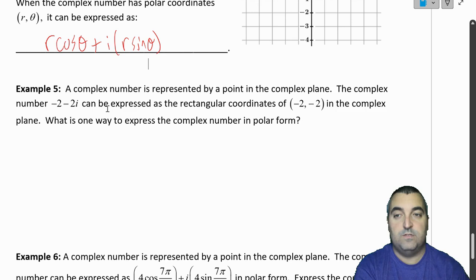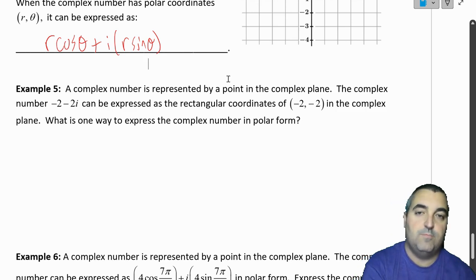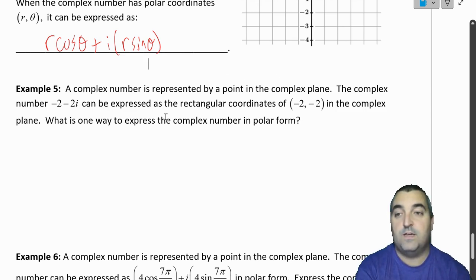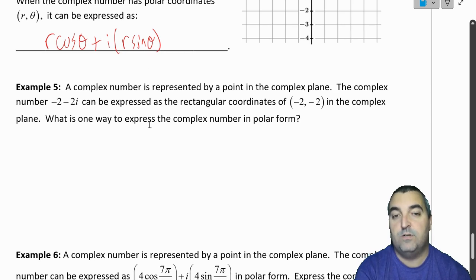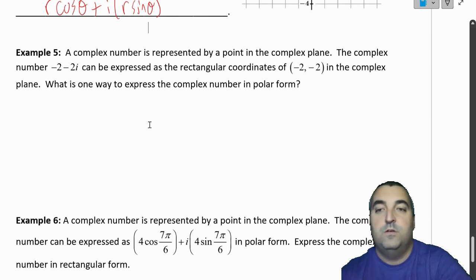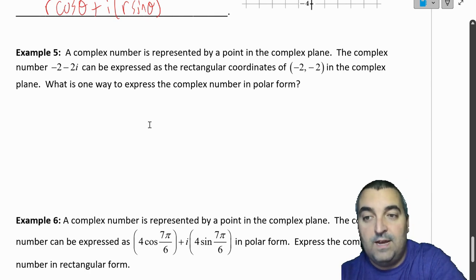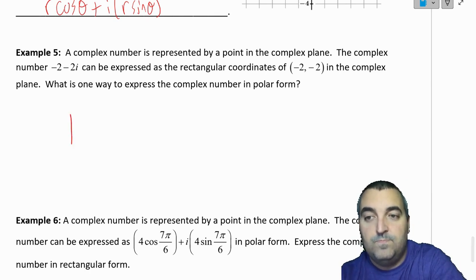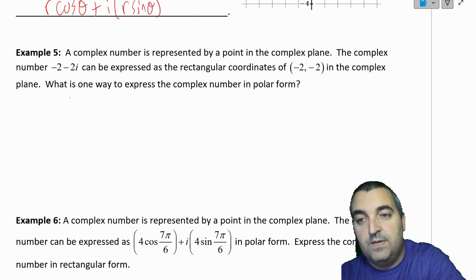So here we go. Here's an example. A complex number is represented by a point in the complex plane. The complex number is -2 minus 2i. Think of that as an x and a y. We can express it as -2, -2 in the complex plane. What is one way to express the complex number in polar form? So what we're going to do is plot that on a complex grid, which is really just a normal rectangular grid, right? So -2, -2 is down here.